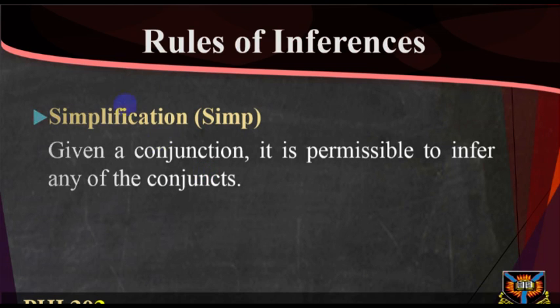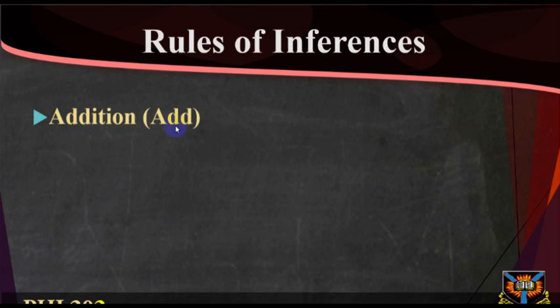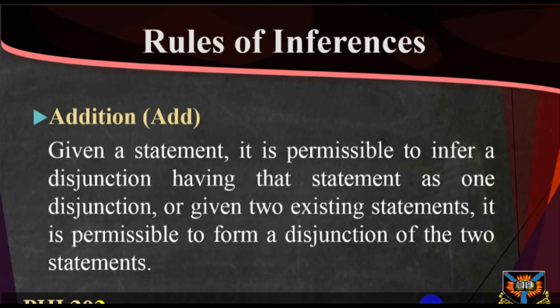Number 6. Addition. P, therefore P or Q, or P, Q, therefore P or Q. Given a statement, it is permissible to infer a disjunction having that statement as one disjunct, or given two existing statements, it is permissible to form a disjunction of the two statements.